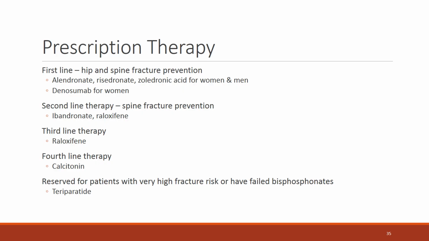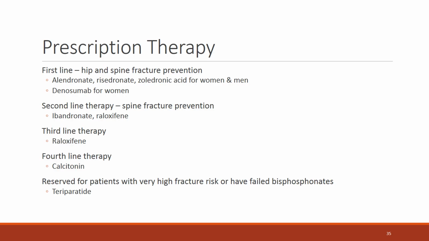So as we review, first line, especially for that hip and spine, and the hip is so important, we use alendronate, risedronate, zoledronic acid, those bisphosphonates. Denosumab you could utilize in a woman. Some providers, again, like I said, are using it because it's similar to the bisphosphonate. A little more expensive, obviously.